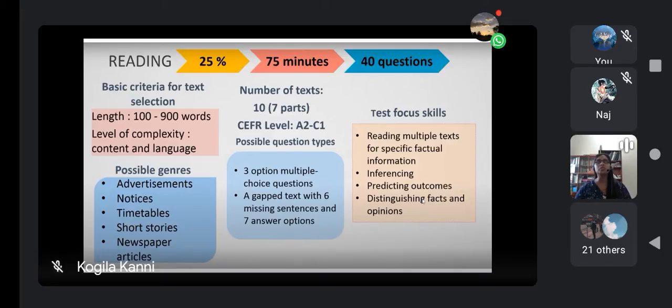And then what's new? Part 5 is new, people, where you have gap text. That gap text is new for you. I think when you were in school, you did cloze text. You remember cloze text?